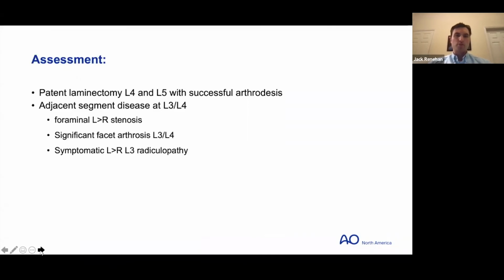Next slide. So in the assessment, as we discussed, she's status post 4-5 Lami fusion, but she's developed foraminal stenosis with adjacent segment disease at 3-4 above her fusion. She's symptomatic. She's failed non-operative treatment.